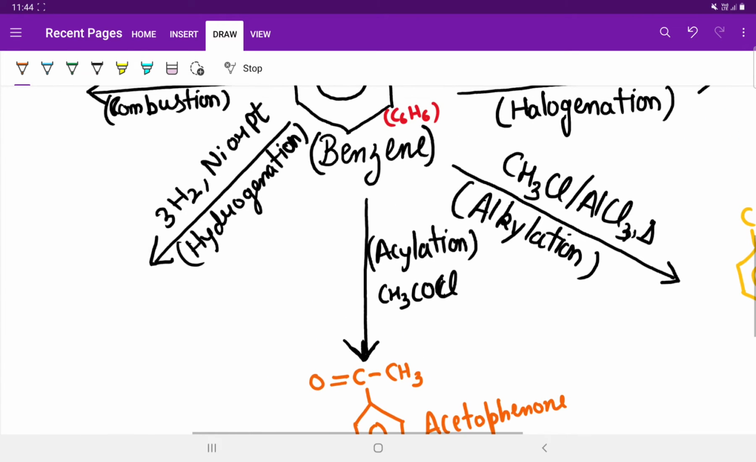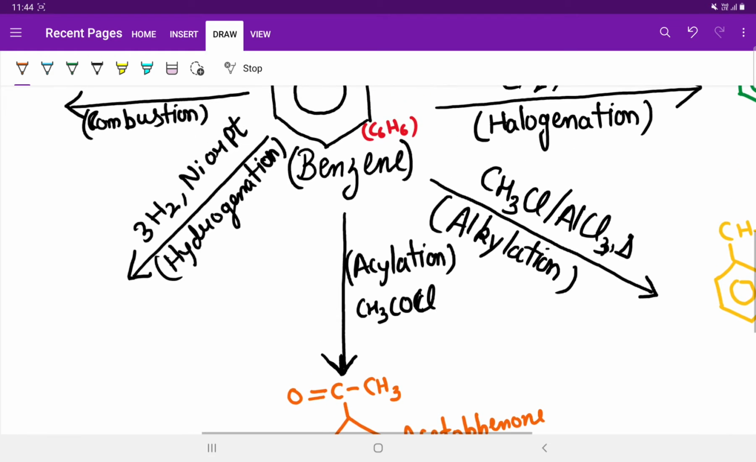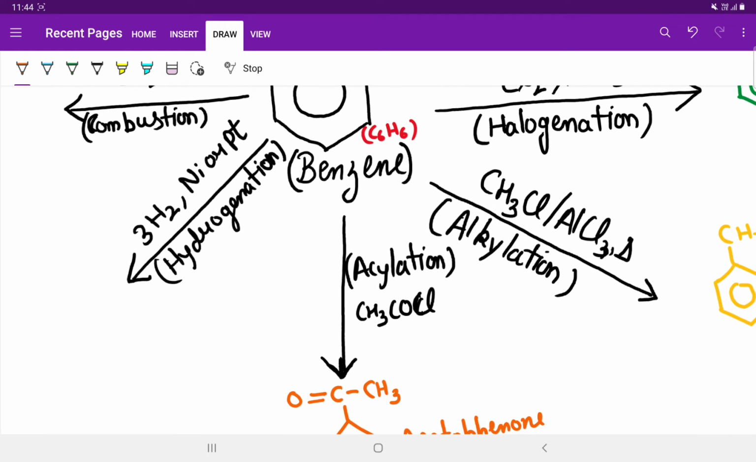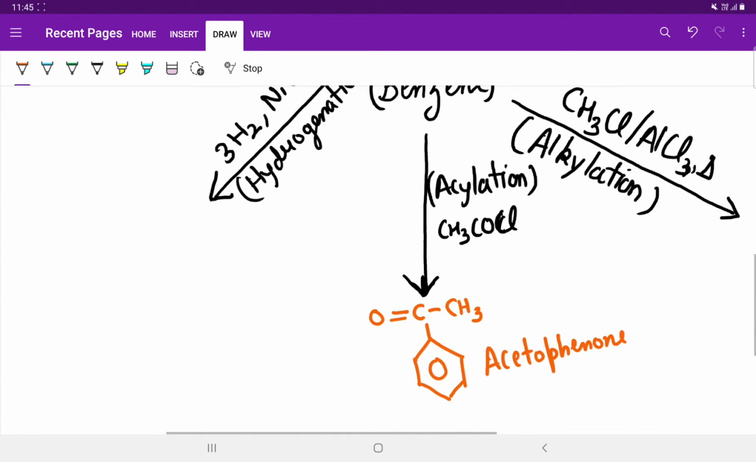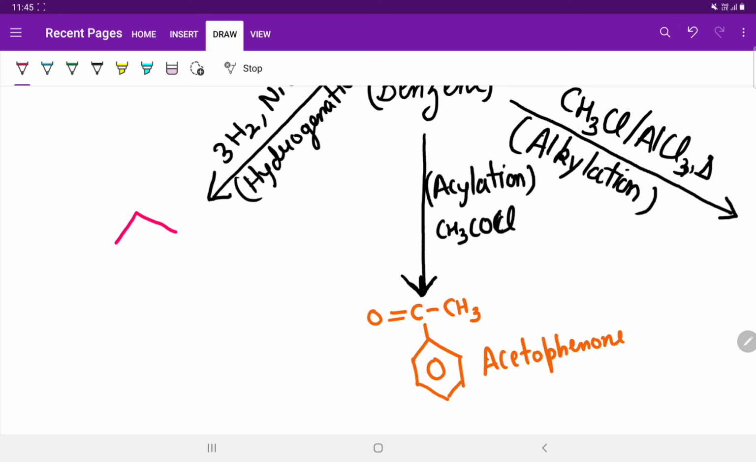The next property is the hydrogenation reaction. In this reaction, the benzene is hydrogenated in presence of hydrogen gas and finely powdered nickel or platinum that is acting as a catalyst, and this leads to formation of cyclohexane. You can see all the double bonds are removed and this leads to formation of cyclohexane here.